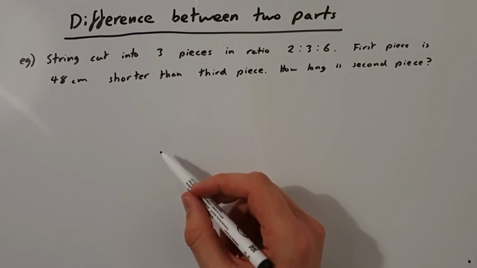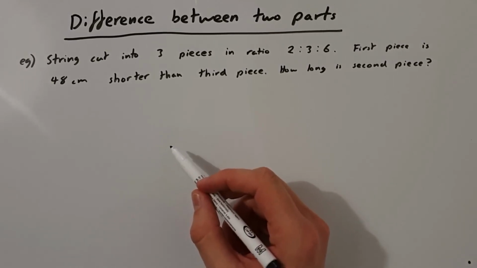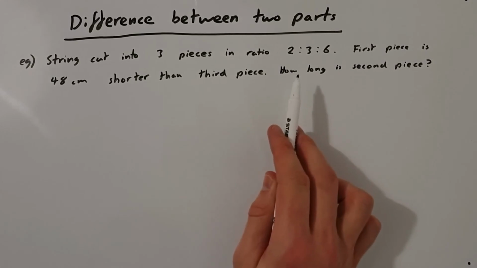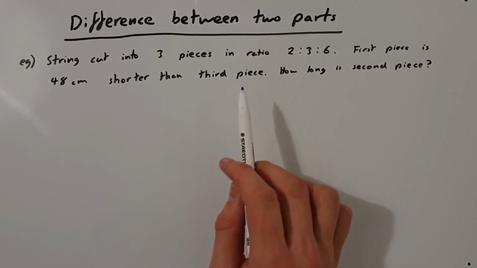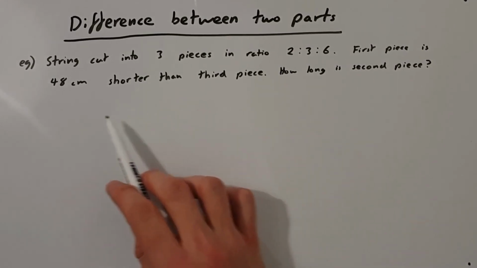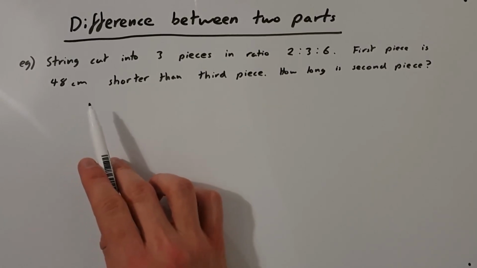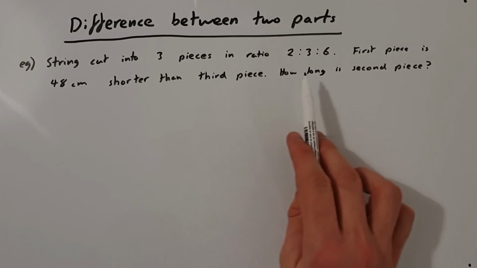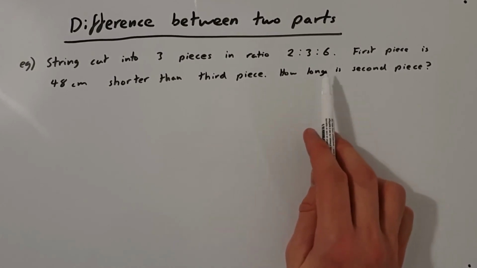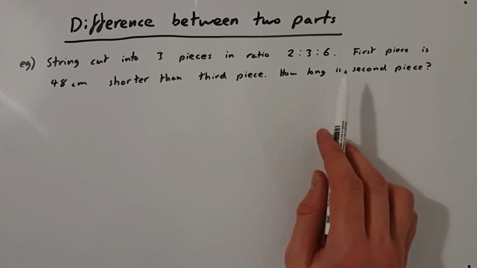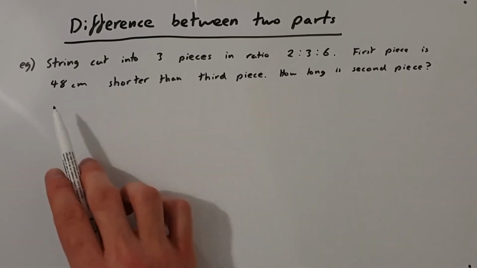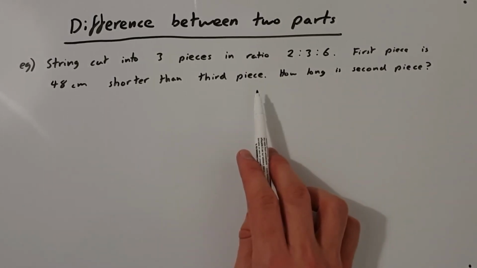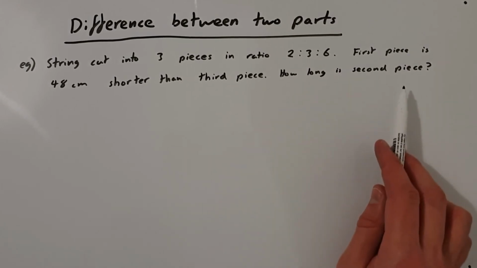So moving on to the last part of our video then, we're now going to be looking at questions that ask you about the difference between 2 parts of your ratio. Okay, so the example I've got here says a string is cut into 3 pieces of lengths of ratio 2 to 3 to 6. The first piece is cut 48 centimeters shorter than the third piece. How long is the second piece?